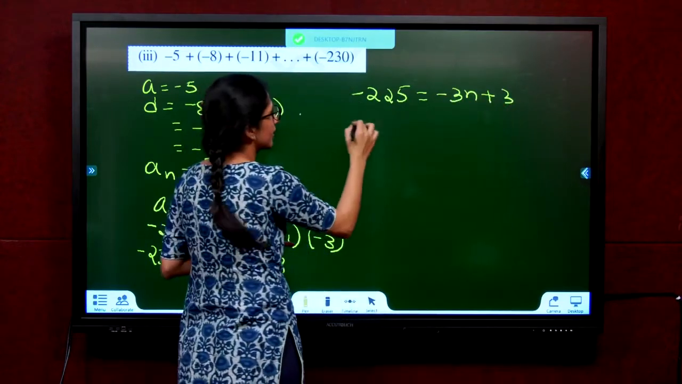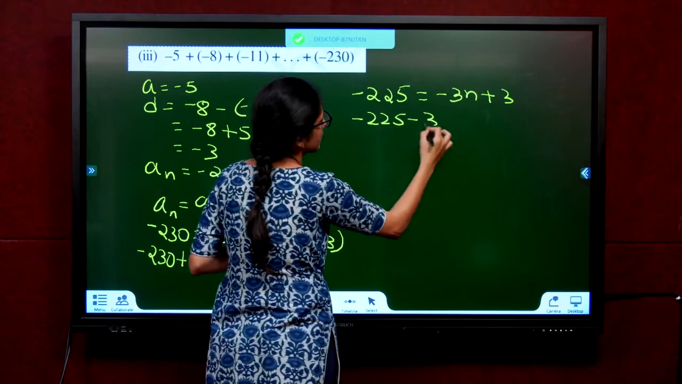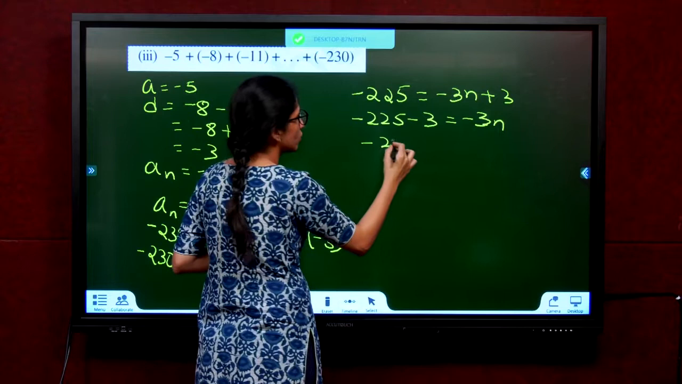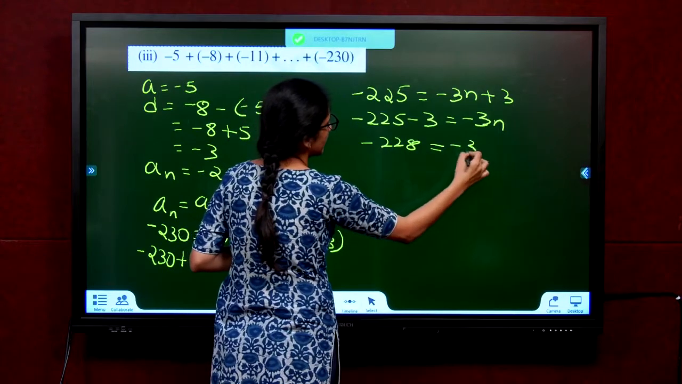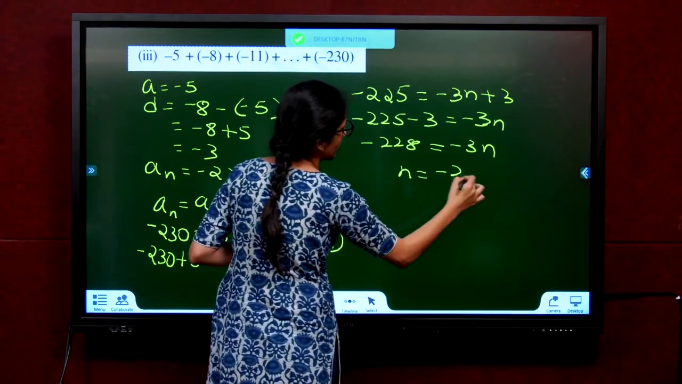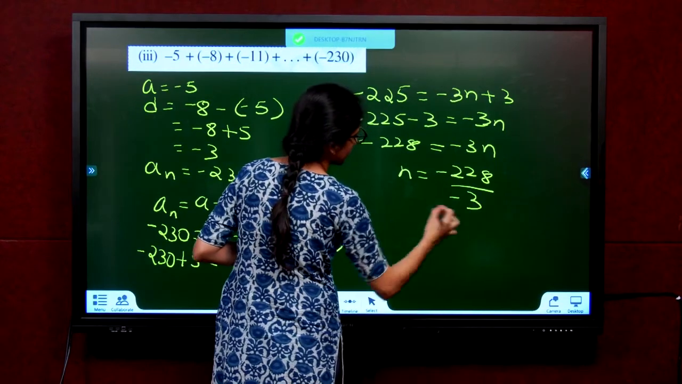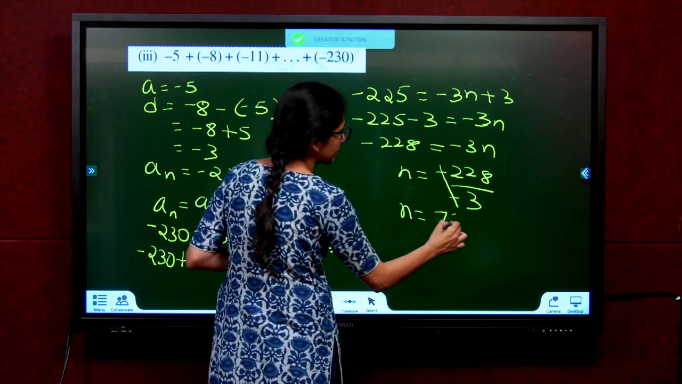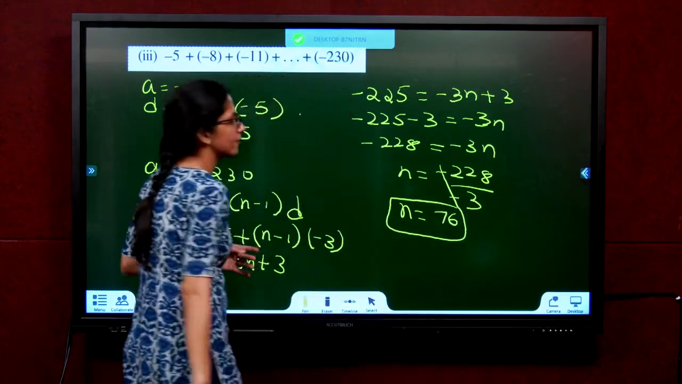Send the plus 3 this side. Minus 225 minus 3 equals minus 3n. So this becomes minus 228 is equal to minus 3n. N is equal to minus 228 by minus 3. Minus minus cancels. 3 7s are 21, 3 6s are 18. N is equal to plus 76, which is correct.